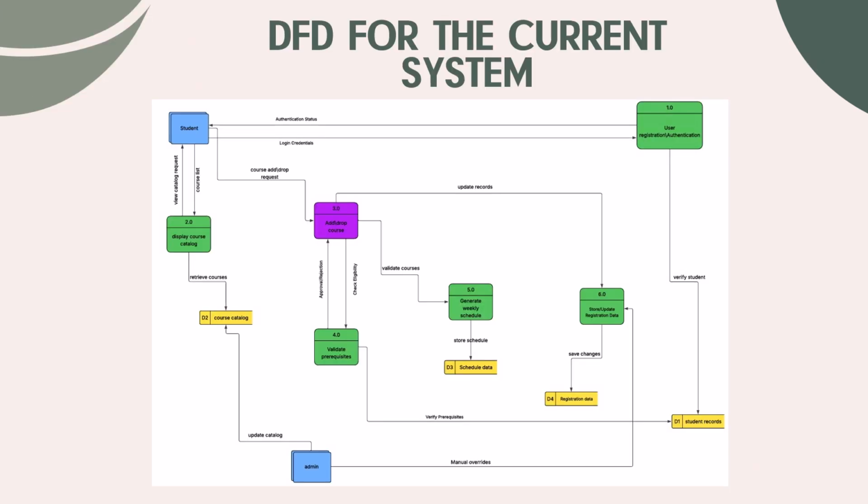This slide shows the data flow diagram for the current system. This diagram illustrates how students interact with the system to register for courses and manage their academic schedules. This diagram identifies four main components.